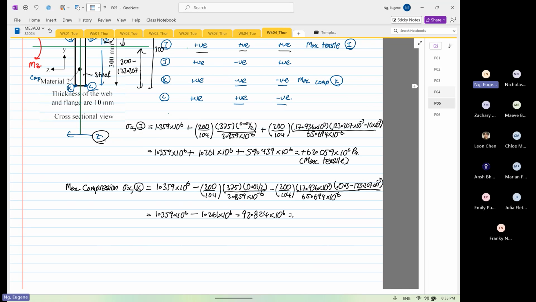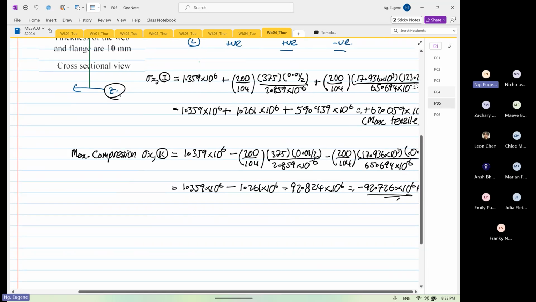1.359 power 6 minus 1.261 power 6 minus 92.824 power 6 is equal to minus 92.726. Okay. So that is our maximum compression.